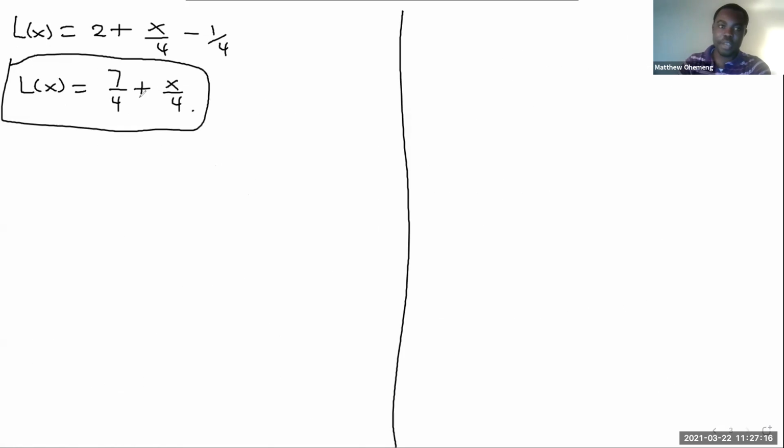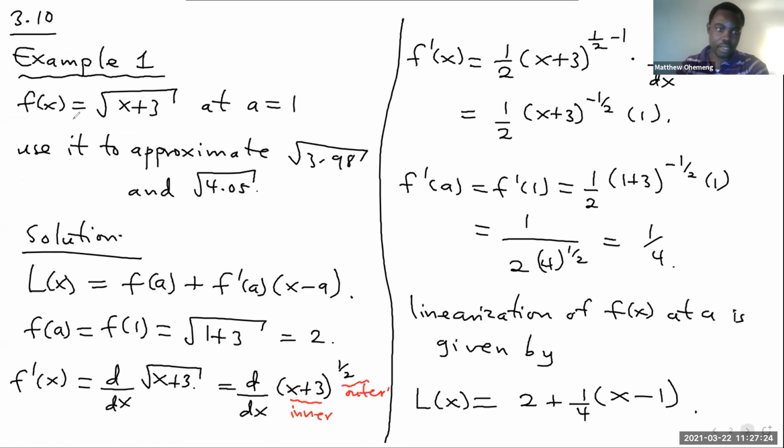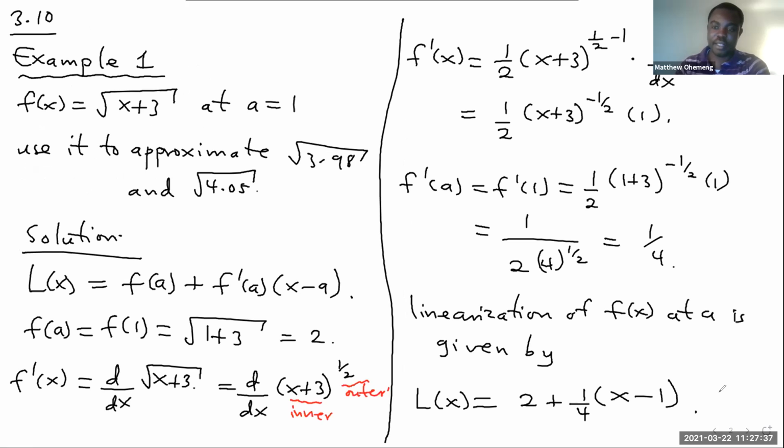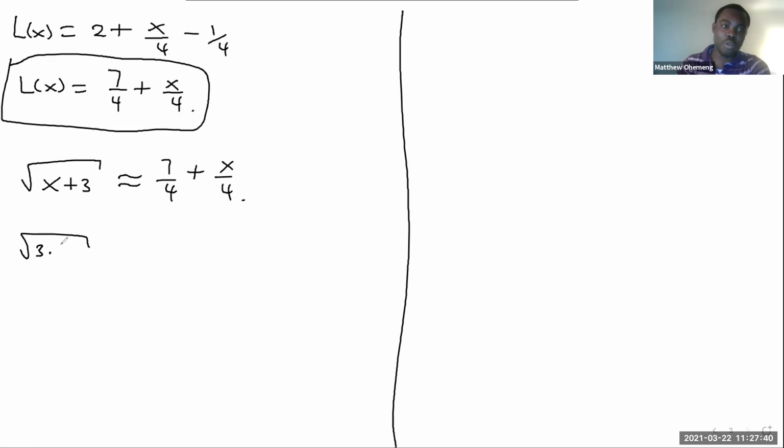Now, with this linearization that we have, we are saying that the square root of x plus 3, which is the original function, is approximately equal to 7 over 4 plus x over 4. So if you're given something like the square root of 3.98, if I just asked you right off the bat, you would probably say you can't figure this out without a calculator. But with linearization, you can at least work it out.